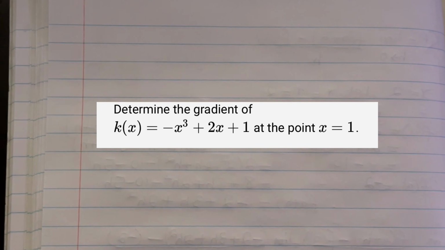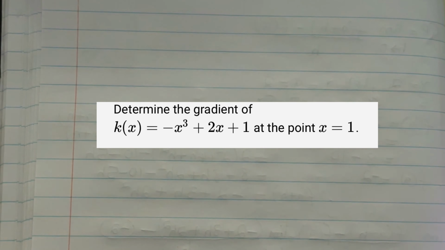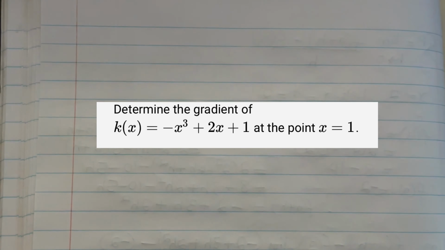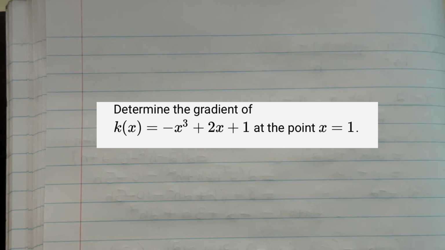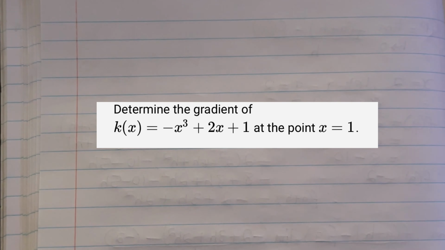Hi guys, so for this question, we are going to determine the gradient of k at x is equals to minus x cubed plus 2x plus 1 at the point x is equals to 1, right? So we already know that for the gradient at a point, the first thing that you have to do is write down the formula for gradient at a point.